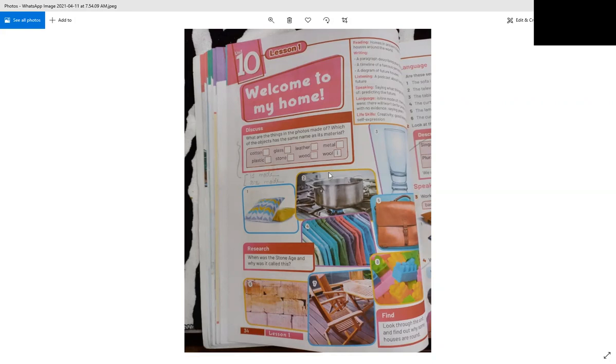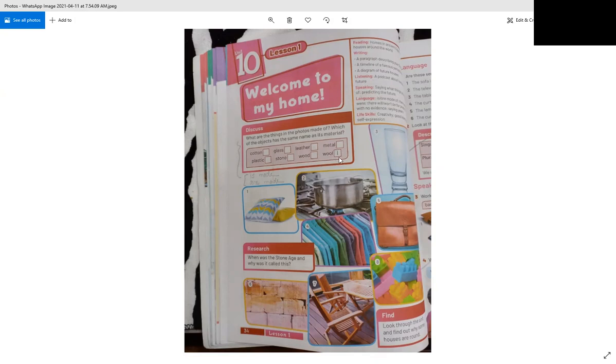Now, let's look at number one. These are cushions, and they are made of wool. This is number one. Okay, now let's look here. And they can also be made of cotton too.